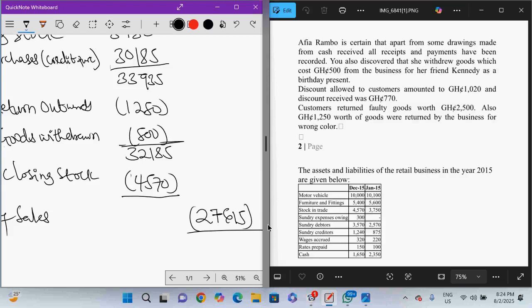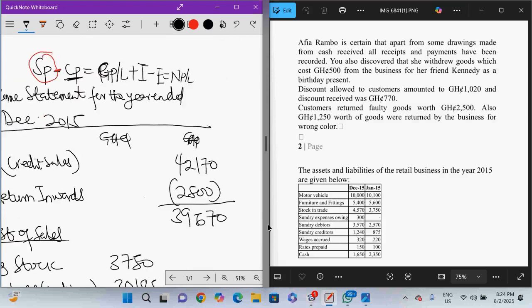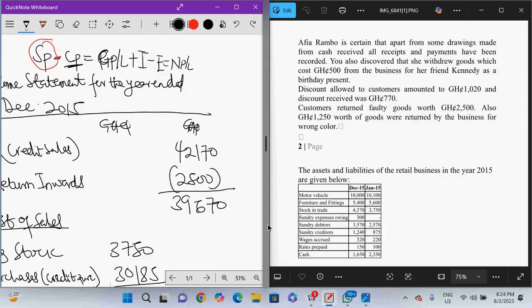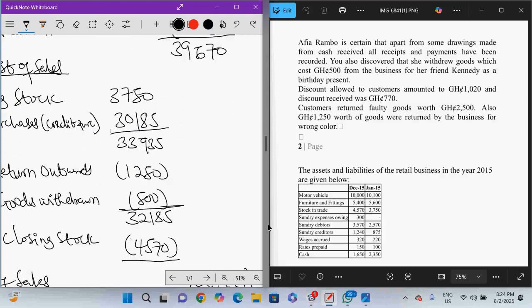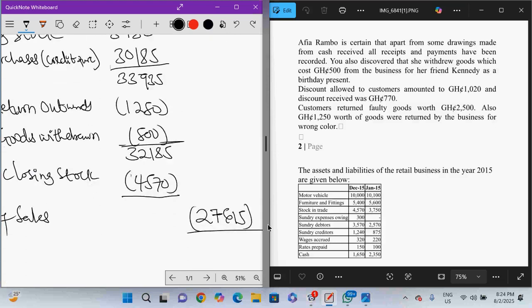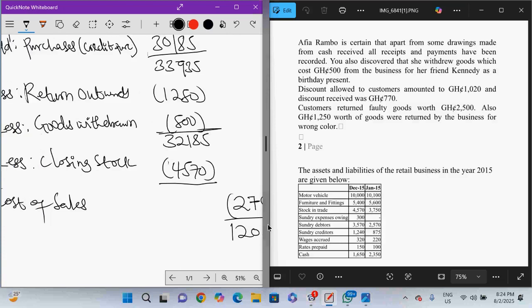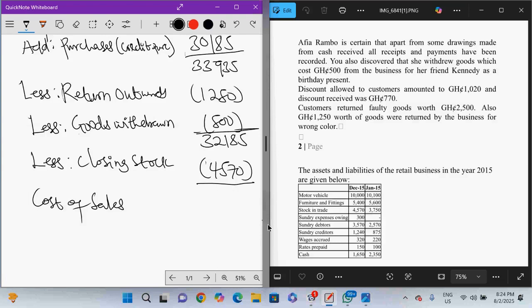You deduct it from the sales. So it's only selling price minus cost price, because it's deducted from the sales. 12055. This is our gross profit.